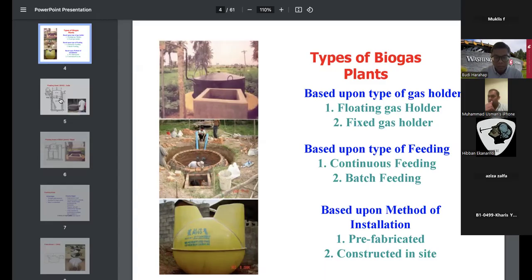Similarly, they are also divided on the basis of feeding strategy. On the basis of feeding strategy, they are divided into continuous feeding as well as batch feeding. And on the basis of method of installation, they are divided into prefabricated or constructed inside. So next slide, please.